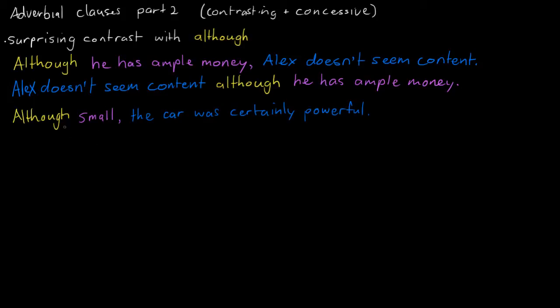Here we see a similar thing. Again, it's surprising. Although small, the car was certainly powerful. The assumption would be here that a small car would not be powerful, but here we see that it is. This is a clause. It's a slightly tricky case. There's an implied subject here. We haven't stated it directly that it's although the car was small, the car was certainly powerful. We haven't stated it directly, but given the simplicity of this clause, it wasn't necessary. We understood that that's what it would be.